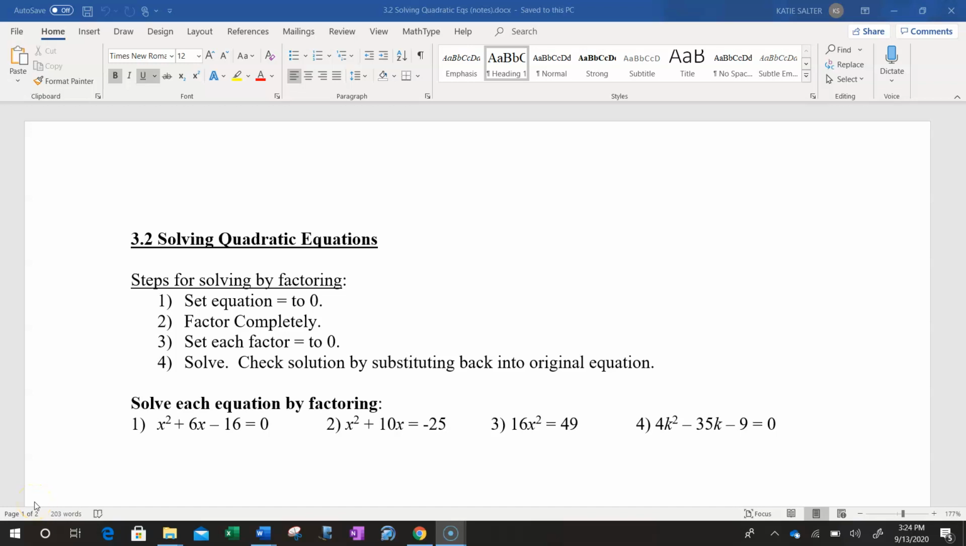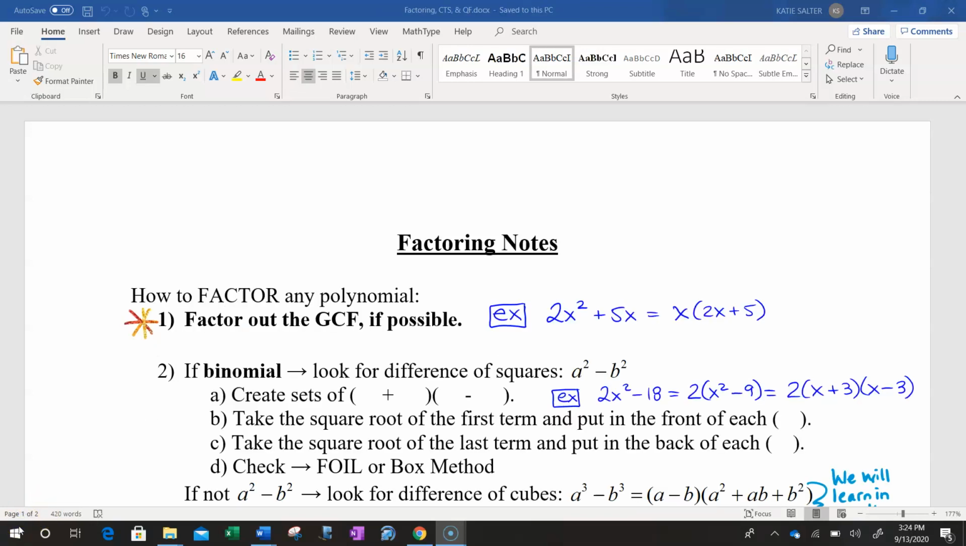Okay, in this lesson we are going to be reviewing different methods for solving quadratic equations. We're going to start with the factoring method. If needed, you may want to pull out your factoring notes, and hopefully you've already watched the lesson video reminding you of different factoring techniques.